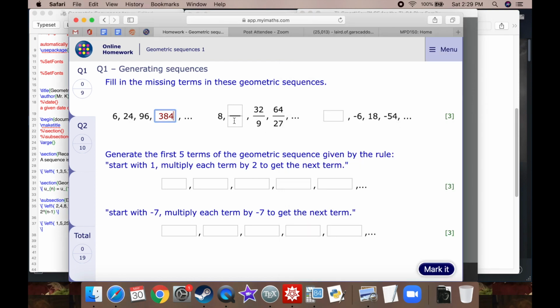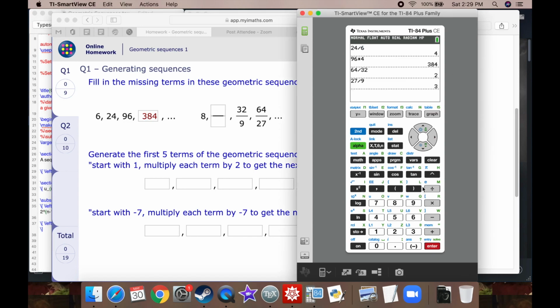So, because they want a fraction, they don't want a decimal. But let's actually just punch it in and see what we get. So 8 times 2 divided by 3, 5.33333. Not terribly helpful, is it?